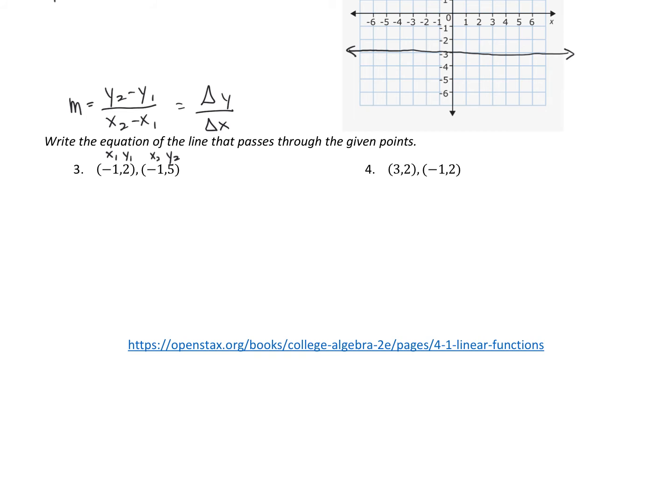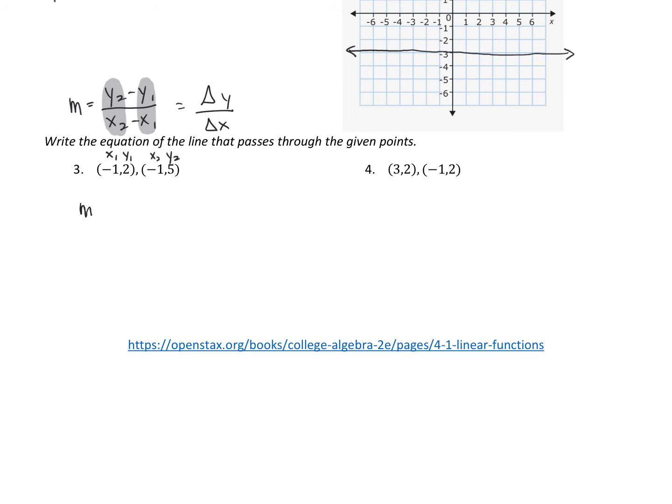Okay. The key here is making sure that one point is labeled x1, y1. The ones have to go together, and the little subscripts 2 have to go together. So x2 has to go with the y2. Notice that the x2 and y2 are on top of each other in the formula, and the y1 and x1 are on top of each other in the formula. So your ordered pairs have to be on top of each other, the two values. Otherwise, this formula does not work.